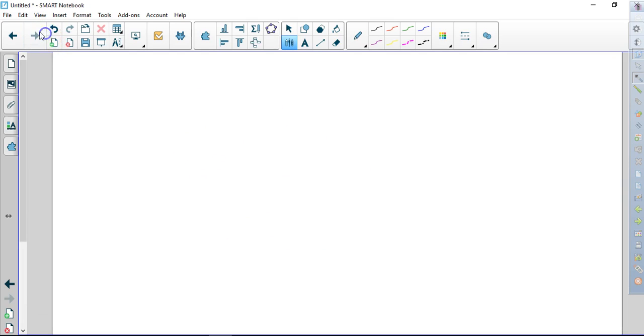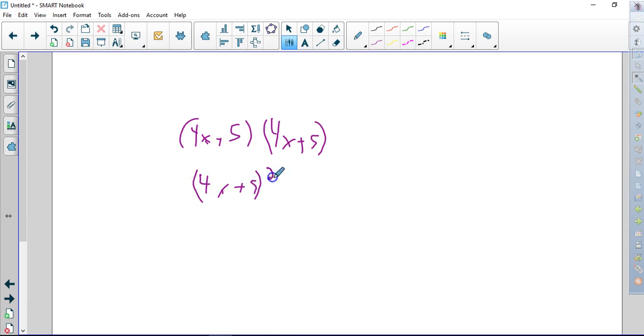Now, if you have this situation, and it can be written either way, 4x plus 5 times 4x plus 5. Here, you cannot just do the F and the L, because these are not going to cancel out. In fact, you're going to get double the same thing. 5 times 4 is going to be 20x and 20x. So your inside and outside terms actually repeat. It can also be written like this, in parentheses, and just squared, which means two of itself.